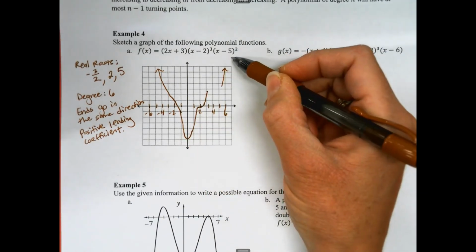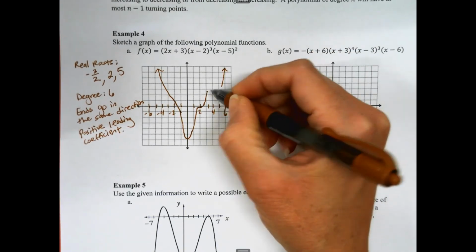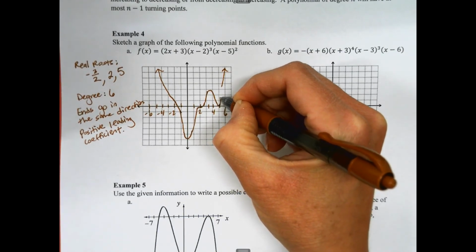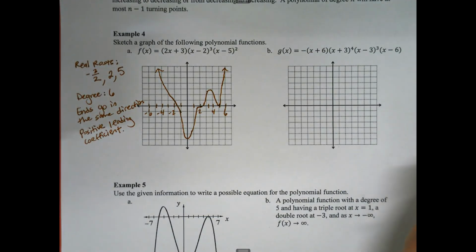And then at some point, it's going to have to turn around and go to 5 and bounce at 5. So it touches and turns around and then goes back up. So there's the general shape of our function.